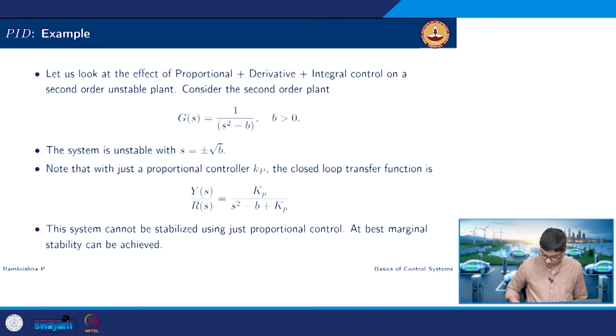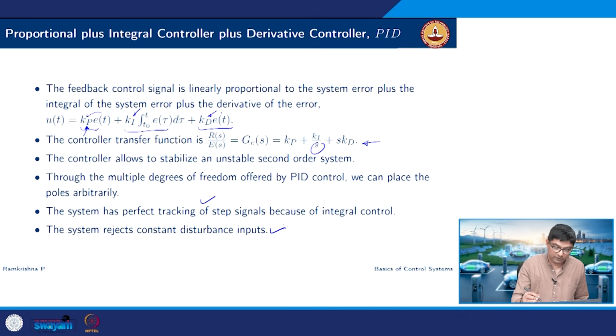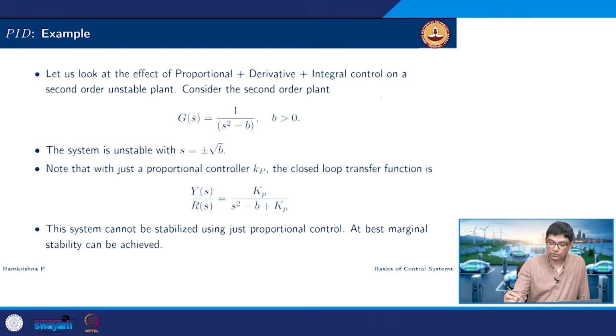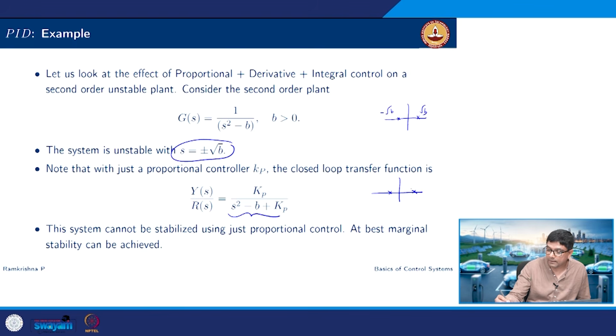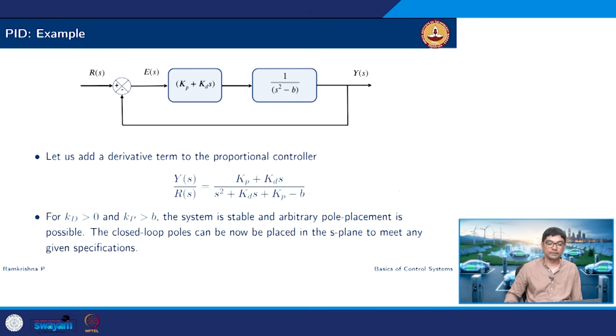Okay, so we made a statement here saying that the controller allows an unstable system to be stable. So let us start with an unstable system now. I have S square minus B, so the system is unstable because there is one pole on the right half plane, this is square root of B and this is the negative of square root of B. If I just do a proportional control, I have S square minus B plus KpB. At best, as Kp increases and when Kp becomes greater than B, my poles shift to the imaginary axis, which means at best I can achieve marginal stability.